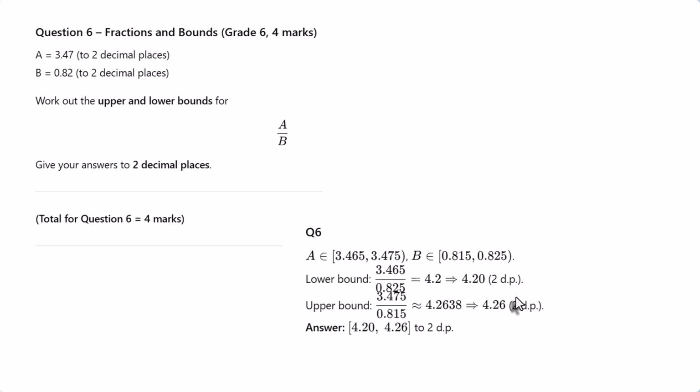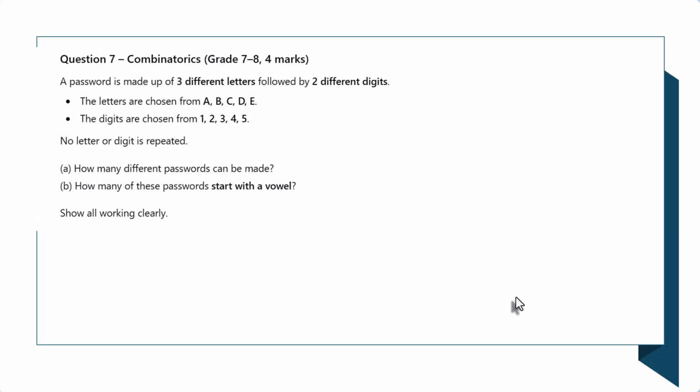This is it. All right, now you're going to go to question 7. Question 7 is combinatorics. And I want you to pause the video and try question 7. Okay, so I hope that you've done question 7. Now let me go over question 7.